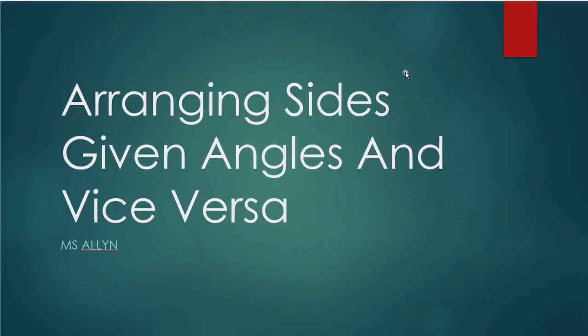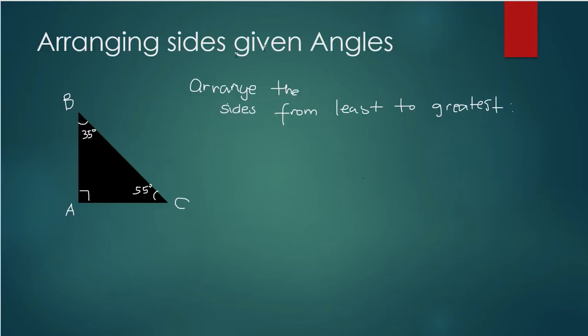Let's talk about arranging sides given angles and vice versa. Say for example we have a certain triangle, and the triangle's name is triangle ABC. Let us write that down. So this triangle is named as triangle ABC. For us to be able to arrange the sides, and also the angles, whenever needed, you need to understand how to name angles and sides too.